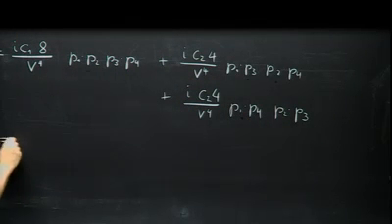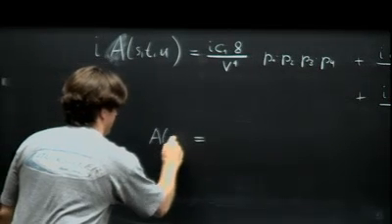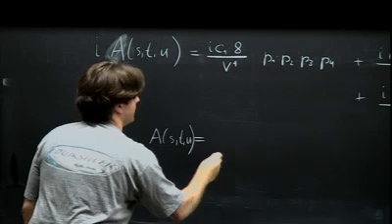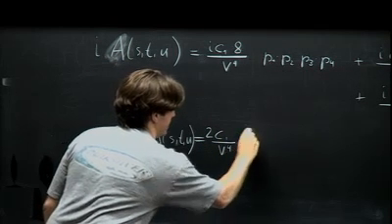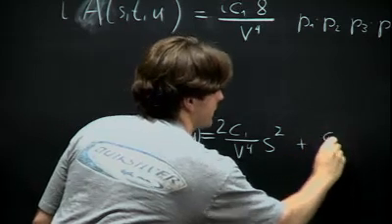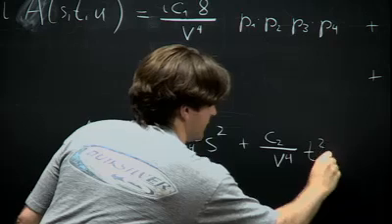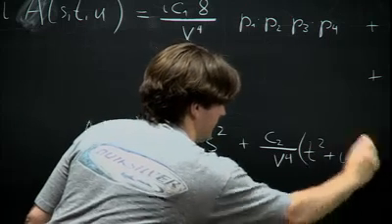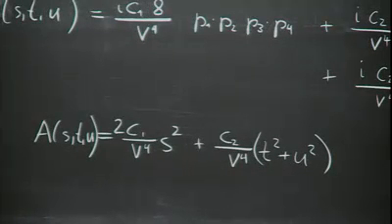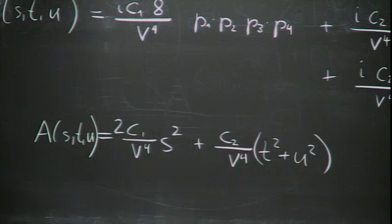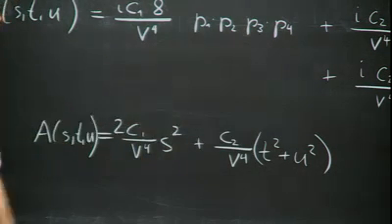So what we get at the end of the day is a contribution that looks like this. So A is 2c1 over v squared s squared plus c2 over v to the 4th, t squared plus u squared. Okay, so this is the contribution we might get at tree level from our new effective action, and now we should compute it in the UV theory and adjust these coefficients so we reproduce the amplitude.